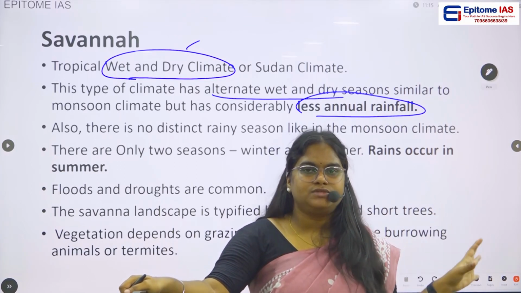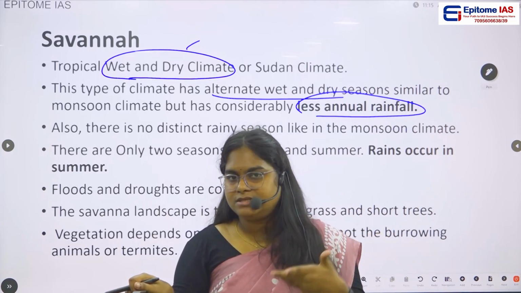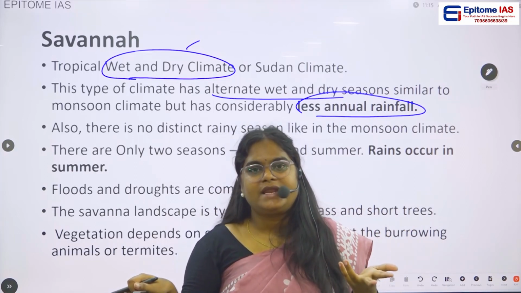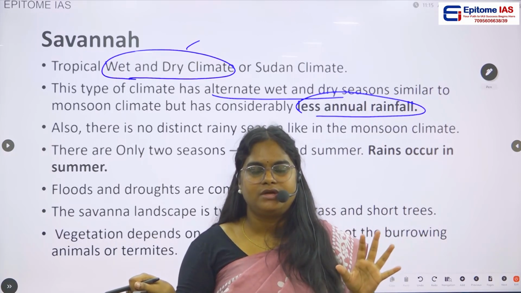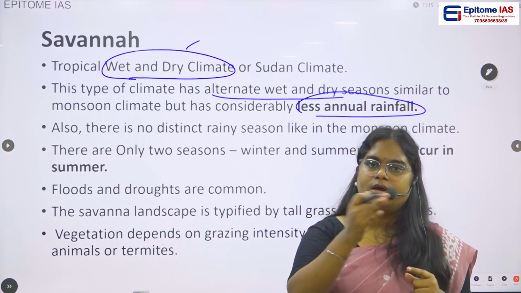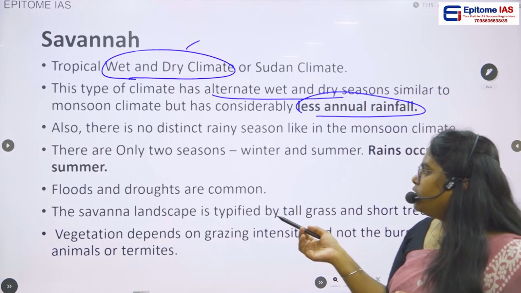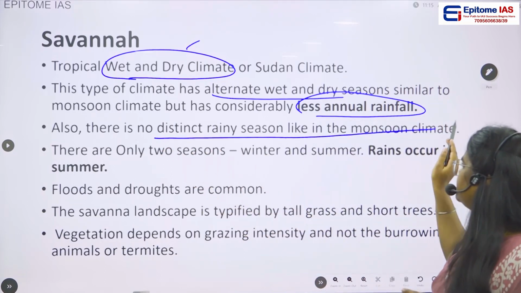But in case of a monsoonal type of climate, a particular season rain will come. But in this case, there is no guarantee. The rain is very irregular, and also the annual rainfall, if you calculate, it is very low compared to the monsoonal type of climate. Also, there is no distinct rainy season like the monsoon climate.